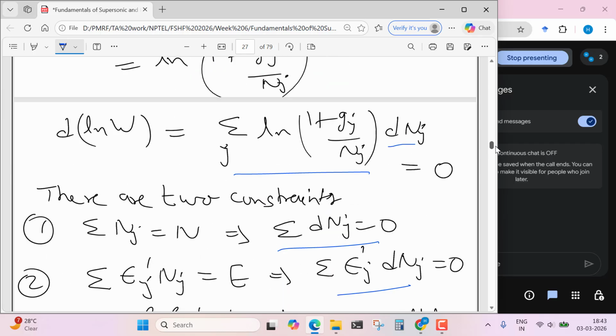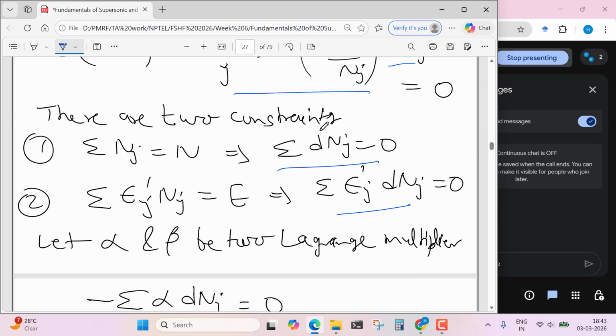So we have two constraints. First, the total number of molecules is constant, which is given by N. So sigma nj equal to N. If we take its derivative, we will get sigma dnj equal to 0. And the second constraint is that sigma epsilon j dash nj equal to E, the total energy. If we also take its derivative, we will get sigma epsilon j dash dnj equal to 0.